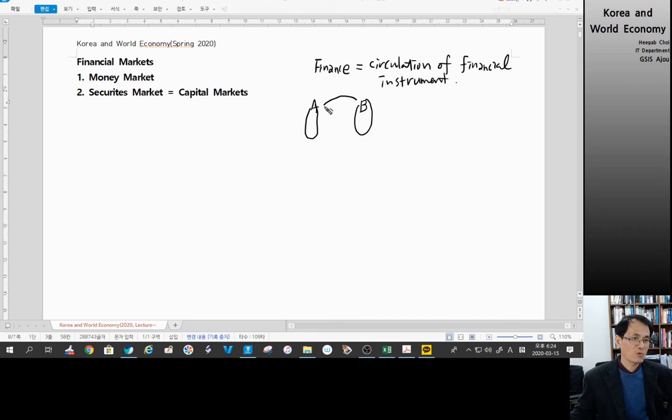A buys goods and services and he pays what? Money. Or he may use a credit card. Or we have this A and B. Now he may sell what? Stocks and bonds.